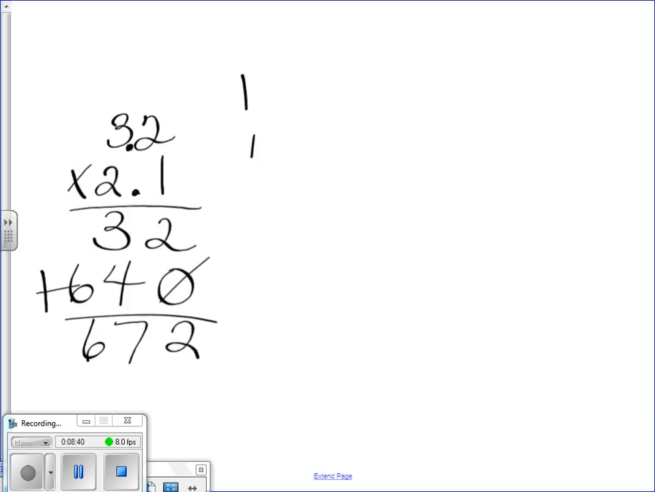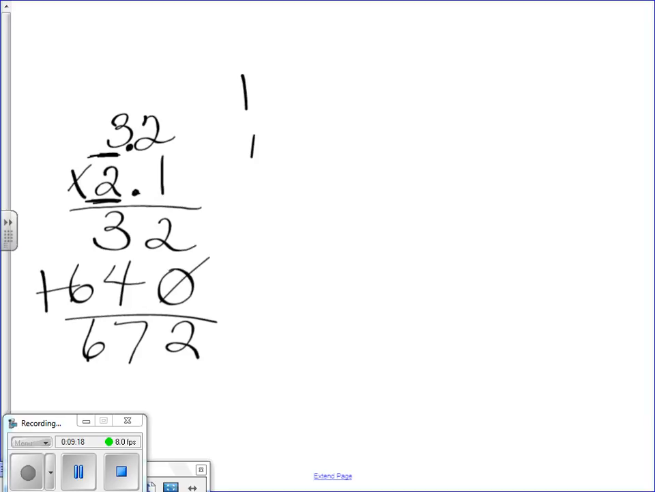Then you go, oh, I need to throw my decimals in there. You have to get all of them. If there are decimals in there, you have to throw them in your answer, because this isn't really 672. Because you've really got a 3 and a 2. It's 3 times 2. So your answer should be somewhere around 6.